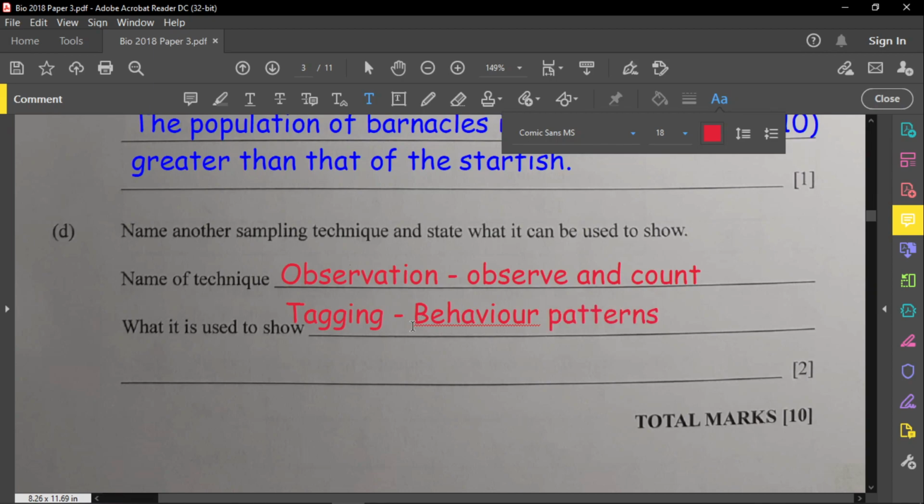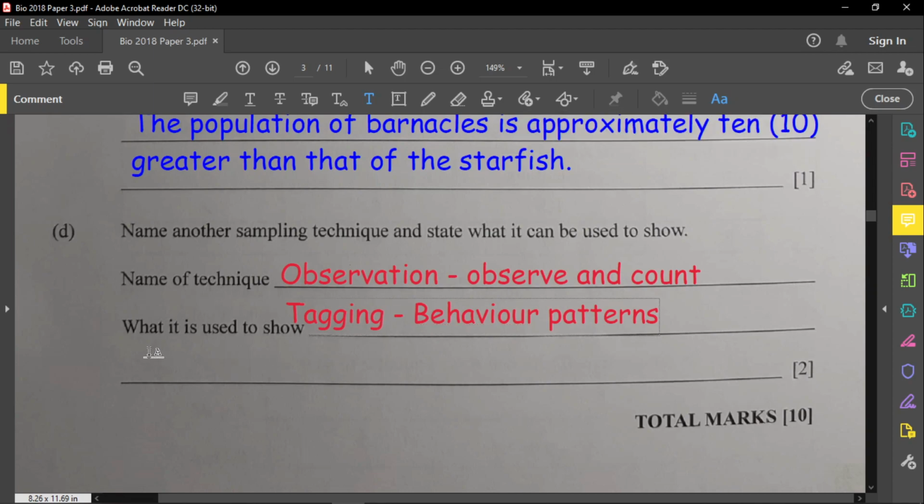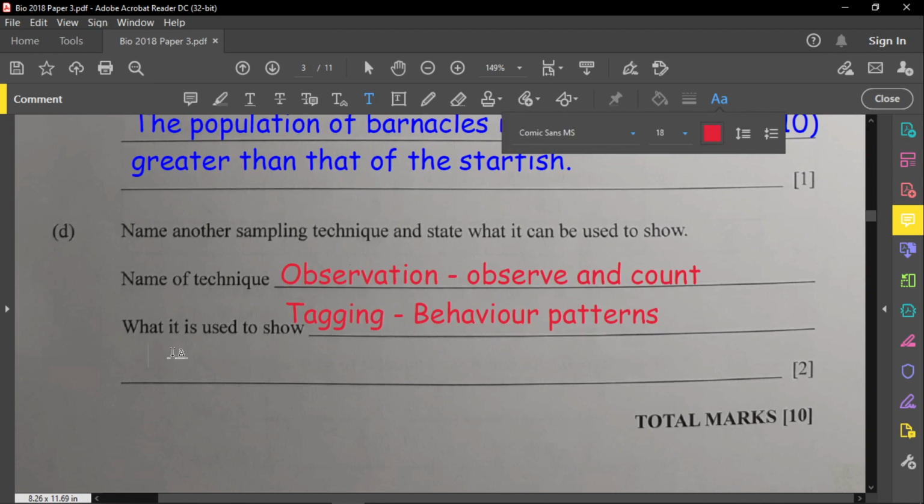Let's look at another one, which is called the belt transect. This one is most times used with the quadrats. Not all the time, but most times it can be used with it. So the belt transect is used with the quadrat, and that will also show you the number of organisms over a long distance.